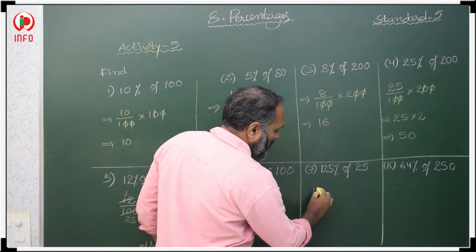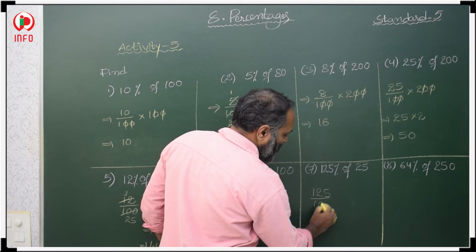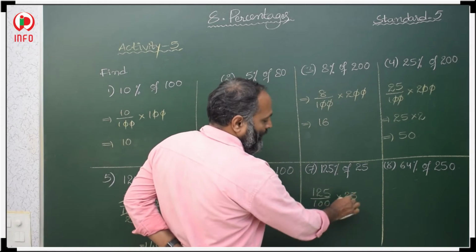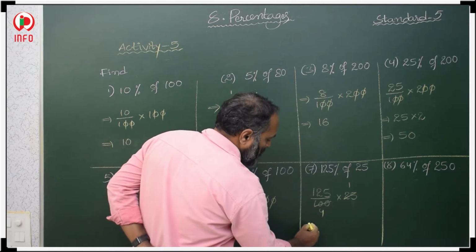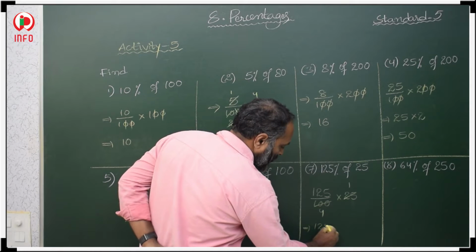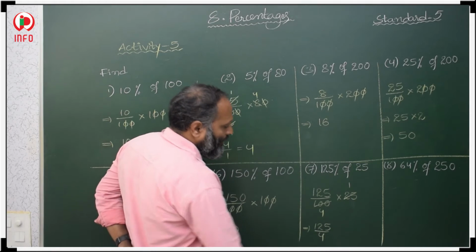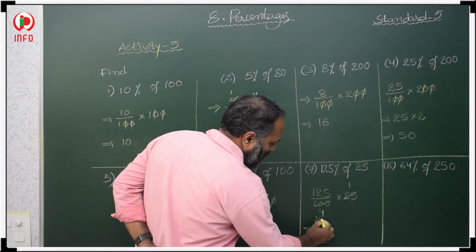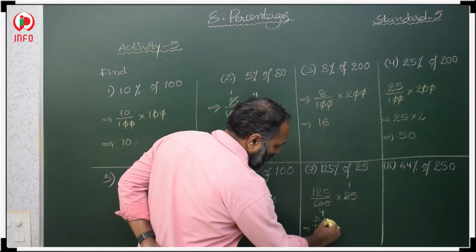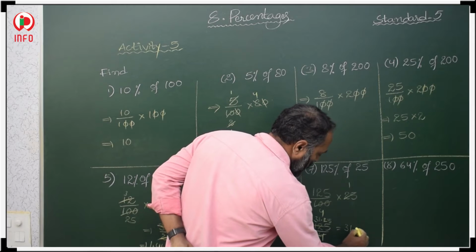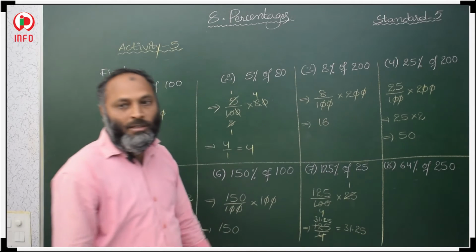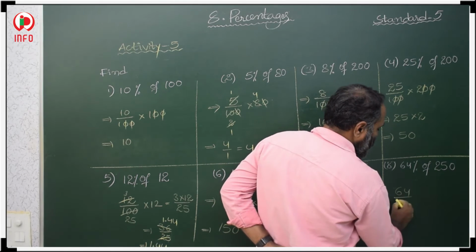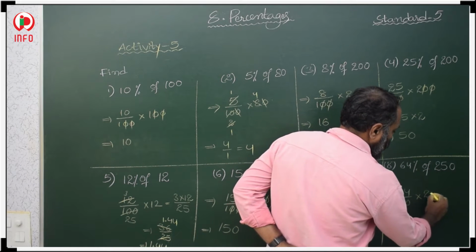125% of 25: first take given percent by total percent into 25. Now given number 25 ones are 25, 25 fours are 100. Then 125 by 4: 4 ones are 4, 4 threes are 12, 4 twos are 8, and 5. So 31.25.